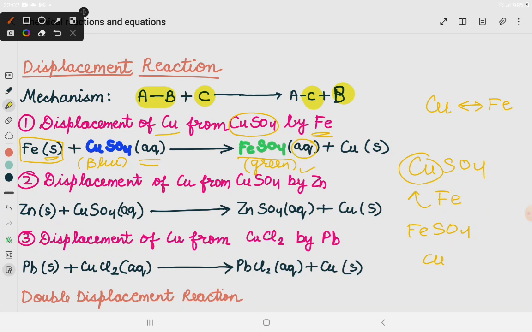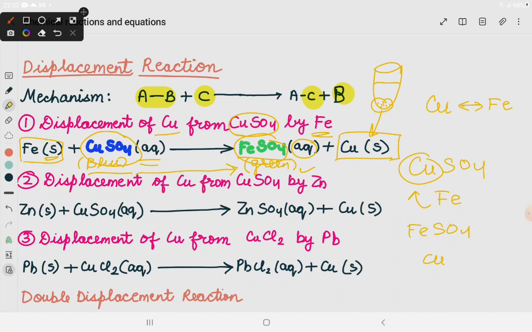So we can say that if the solution is turned from blue to green, it means the displacement has taken place, that this blue copper sulfate has turned to the green iron sulfate, and we have formed a black type of precipitate. Means here we have this something black over here. Now this is the solid form of copper.